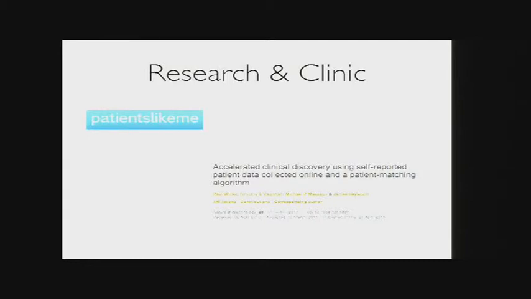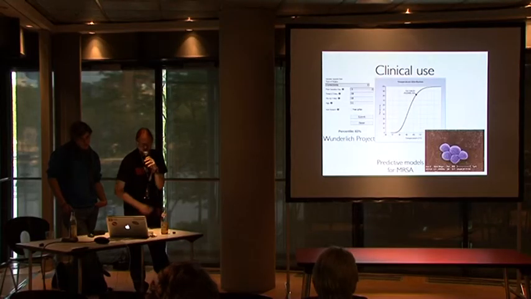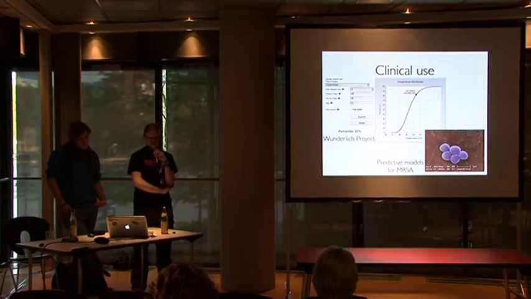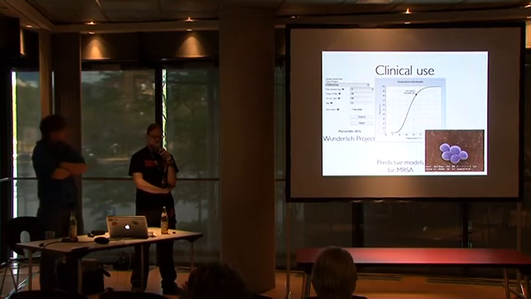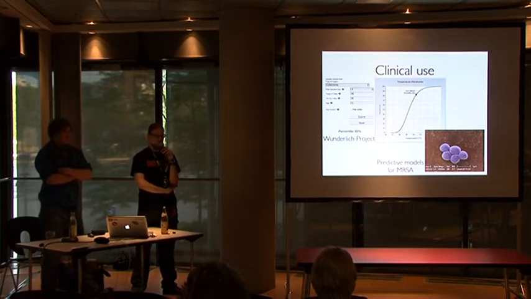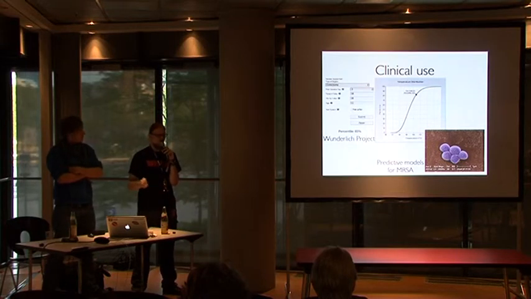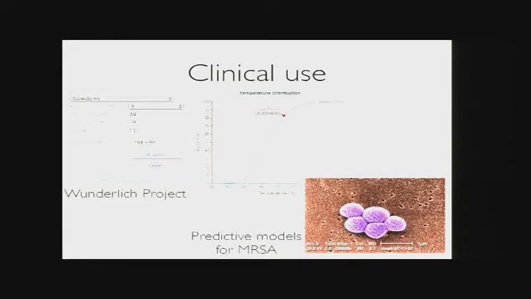And there are other uses for this data in the clinical setting as well. So on the left side, we see the Wunderlich project. Karl Wunderlich is the guy who measured the human body temperature in the 1800s. And he did this by just taking the temperatures of lots and lots of people and established which temperature is the normal temperature for human beings. And this is fine, and it hasn't really been improved since then.